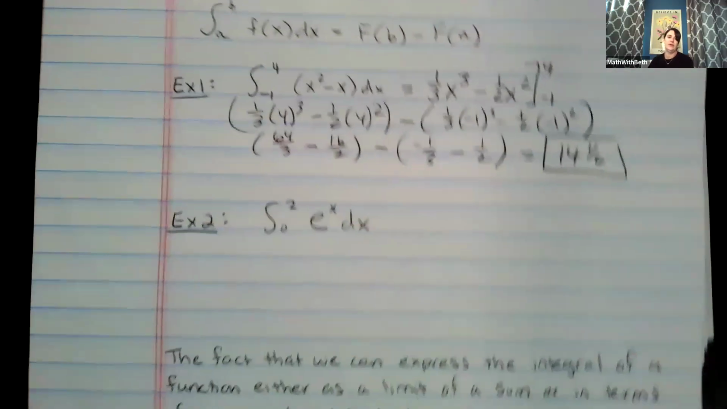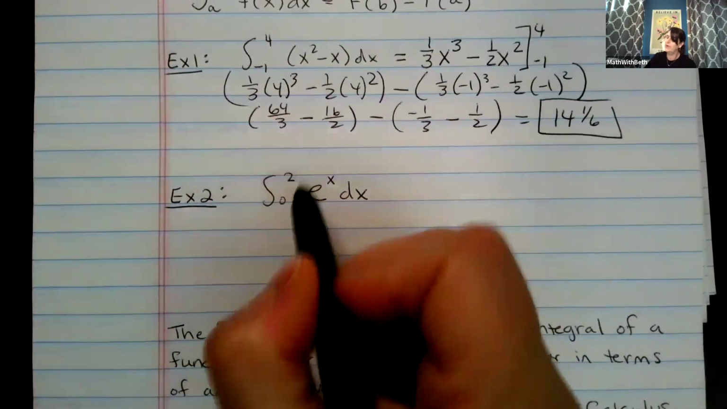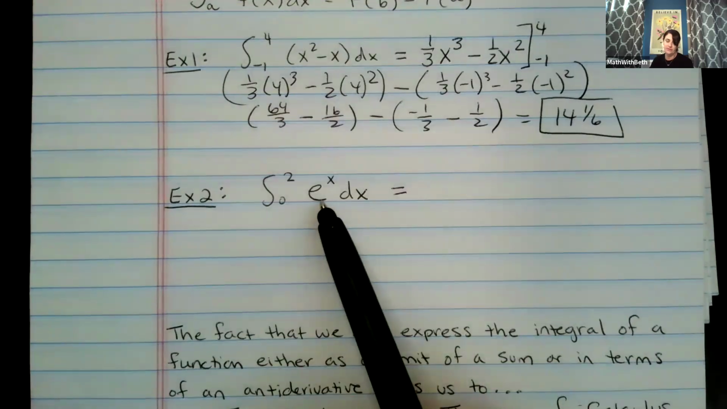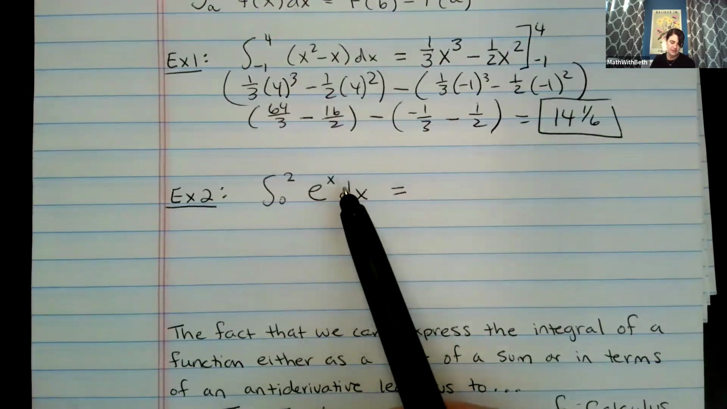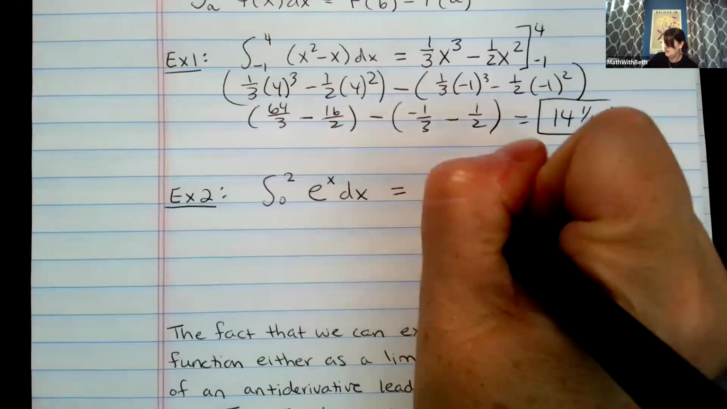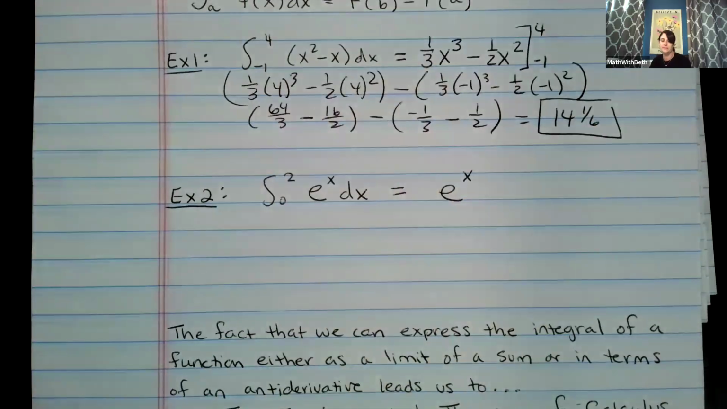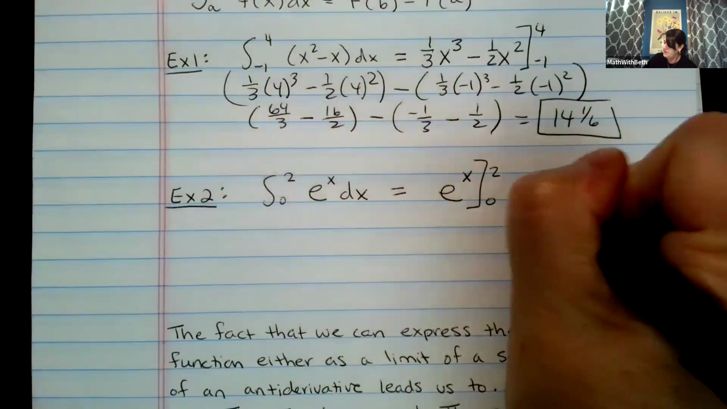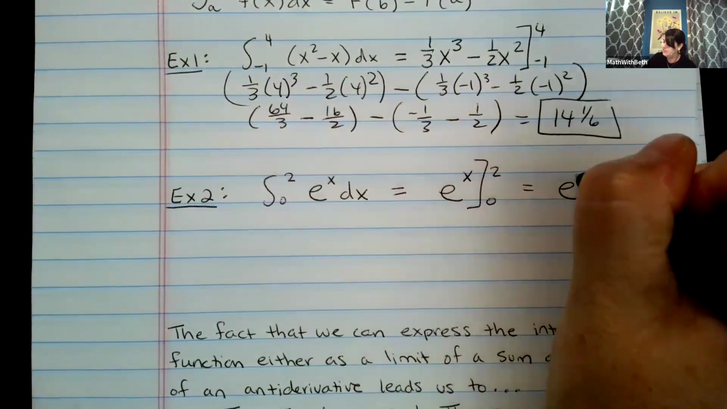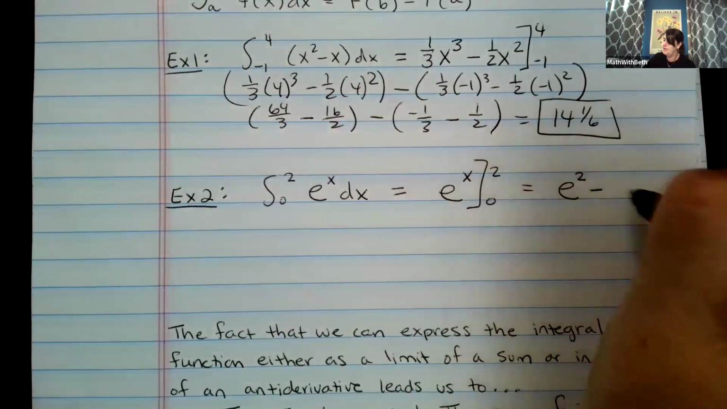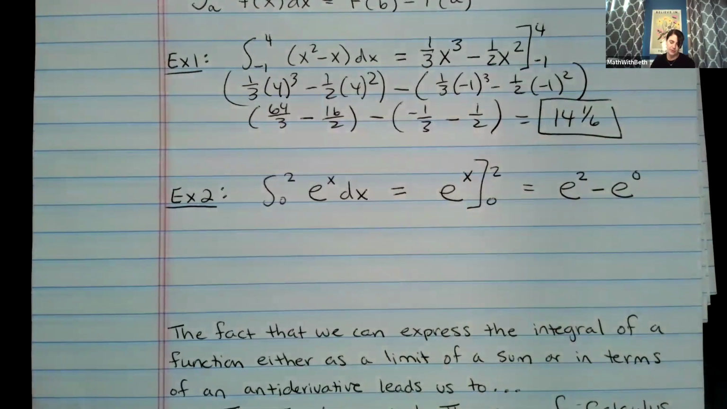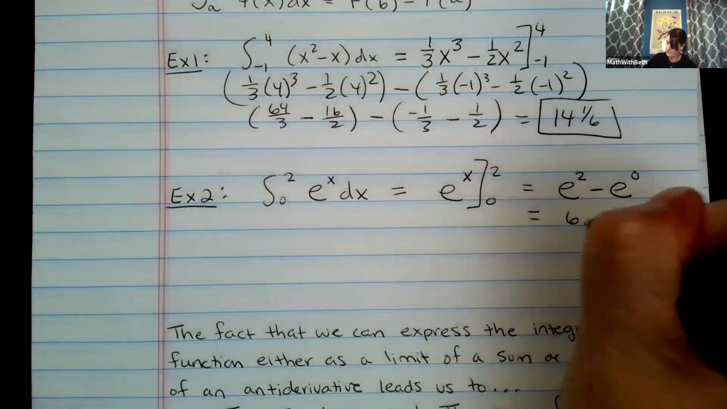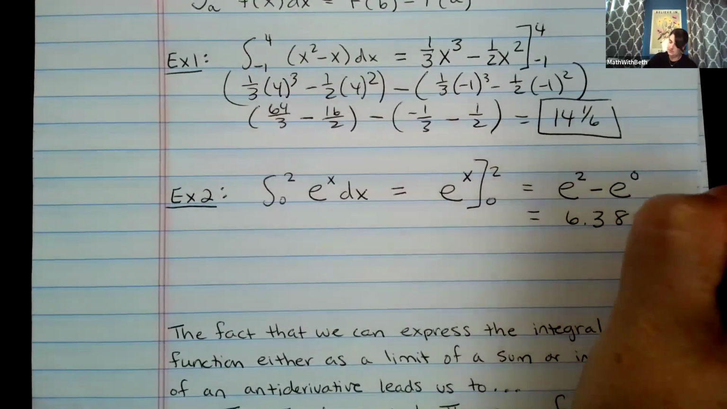So now let's just do another one that involves the e. If I wanted to do this definite integral, I would first do the antiderivative of e to the x, which is just e to the x. But now I need to plug in 2 and plug in 0 and subtract. So that becomes e to the second minus e to the 0, which is just 1. So my answer is e squared minus 1, which is about this.